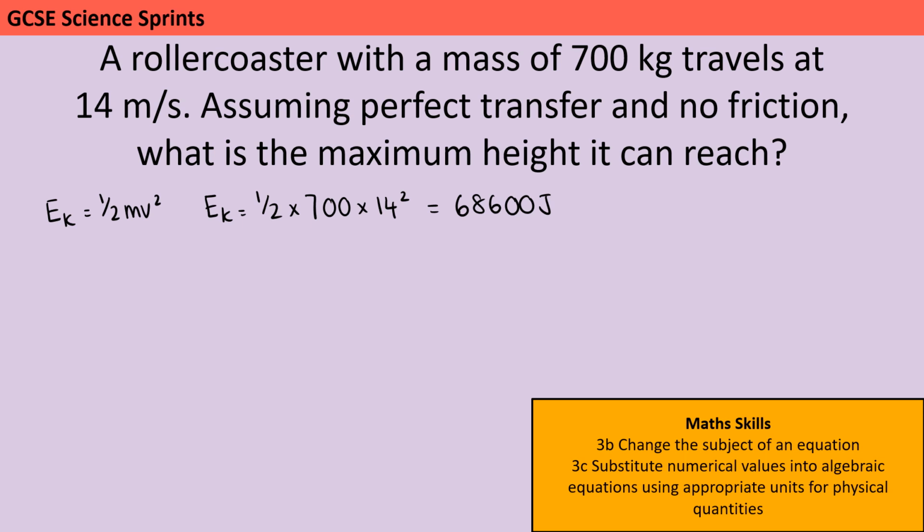Now, I know that in a closed system, energy is conserved, and what that means is it can't be created, it can't be destroyed, it can only be transferred between different stores. So therefore, the amount of gravitational potential energy that this roller coaster can have at the very, very top of its climb must be 68,600 joules.